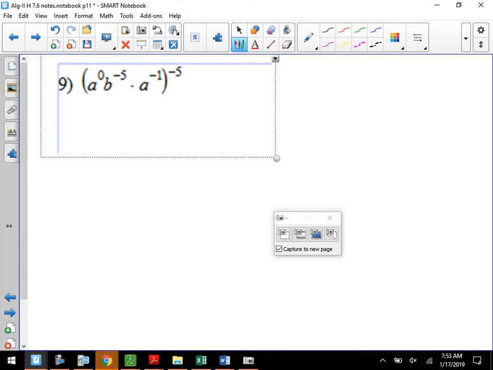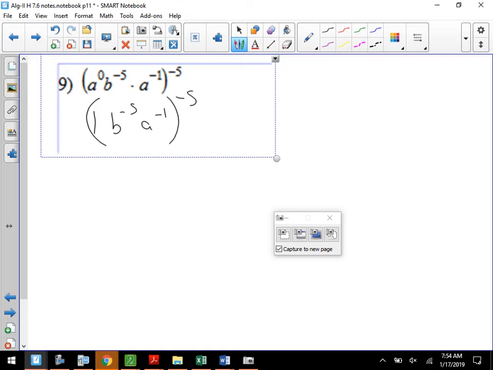Anyway, as soon as you see anything to the 0 power, remember that that value itself just becomes 1. So if I'm going to rewrite this, that means I have 1 times b to the negative 5th, a to the negative 1, all to the negative fifth. What is 1 to any power no matter what? 1. So does that 1 have anything to do with the power? No.